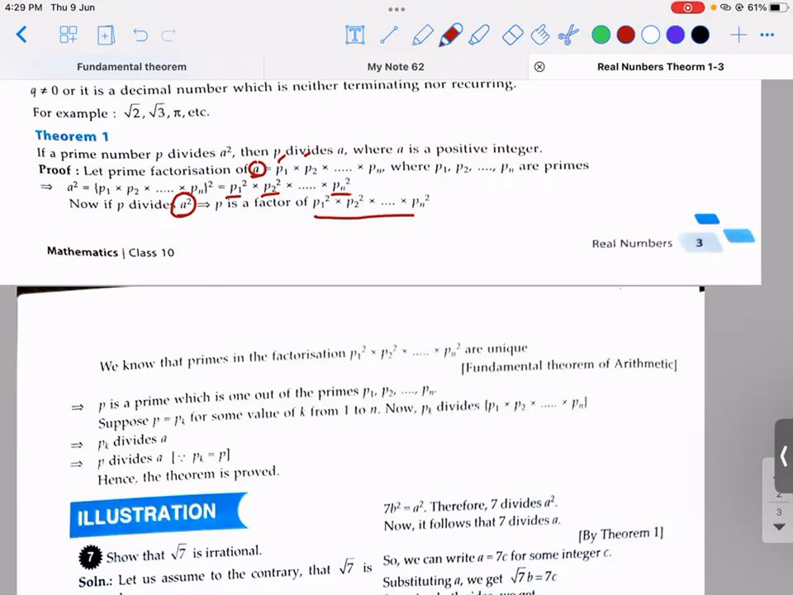What is the first step of the proof we are going to start with? a is the number for which we are trying to prove that p is a factor, so I'll start with a. I'm going to take the idea from the fundamental theorem of arithmetic, stating that any number can be written as a product of its primes. So start the proof: let a be equal to p1 into p2 into so on till pn.